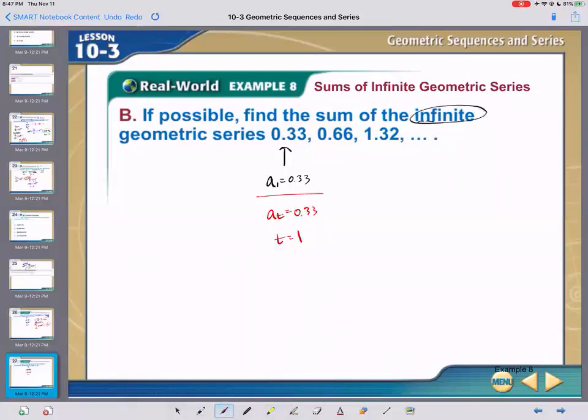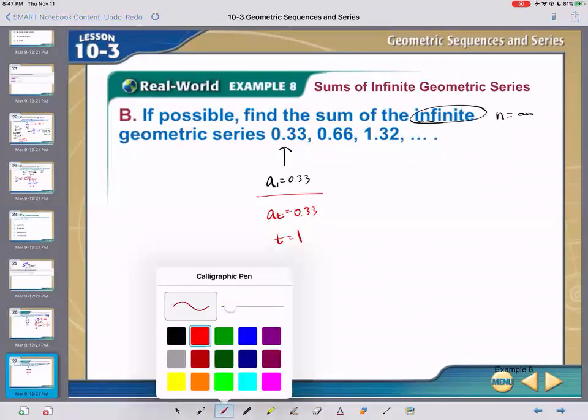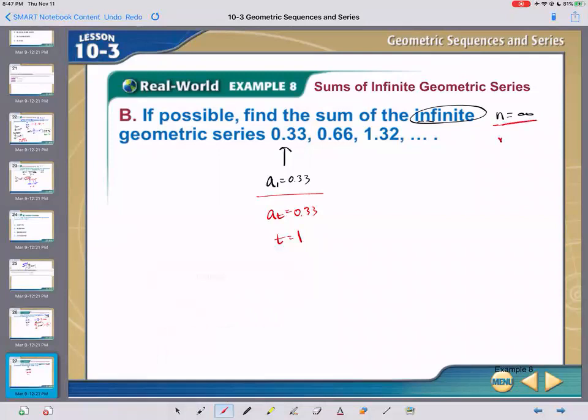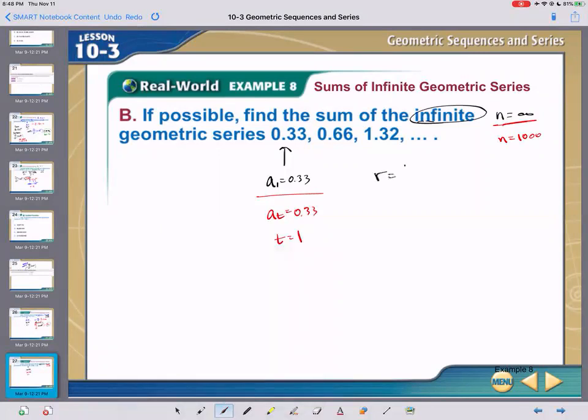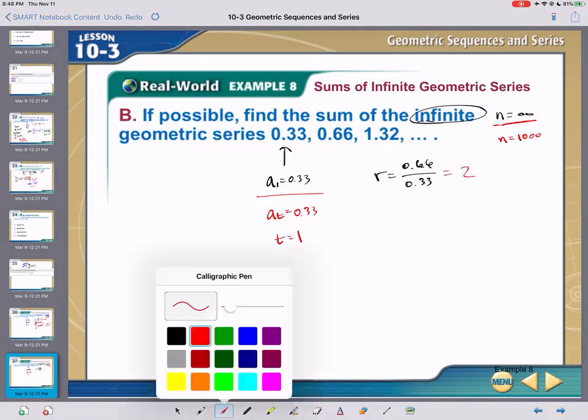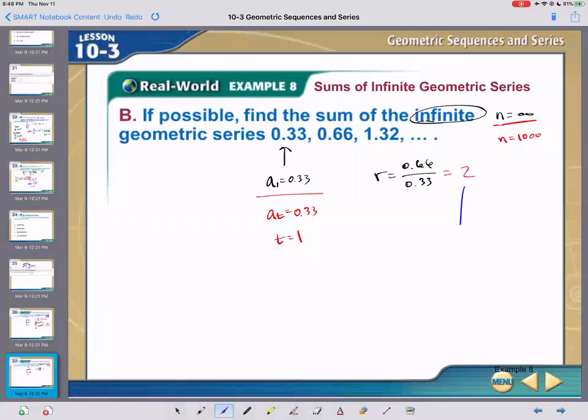We want infinite again, which means n is infinity, is what it truly is. But for the calculator, we would say n is 1,000. And then we need to find the rate. So the rate would be the second term, 0.66, divided by the first term, 0.33, which is equal to 2. Now here's the deal. This will not have an infinite sum. If your rate is greater than 1, you cannot have an infinite sum.